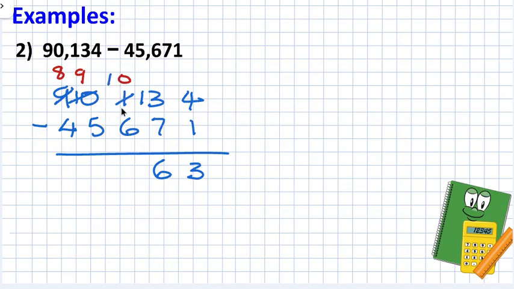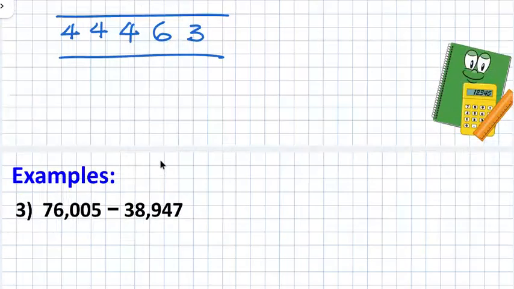So we have 10 minus 6. So you can see how I borrowed. 10 minus 6 here will become 4. 9 minus 5 will be 4. And 8 minus 4, that will give us 4. So this is our answer. So let's take a look at the last example.